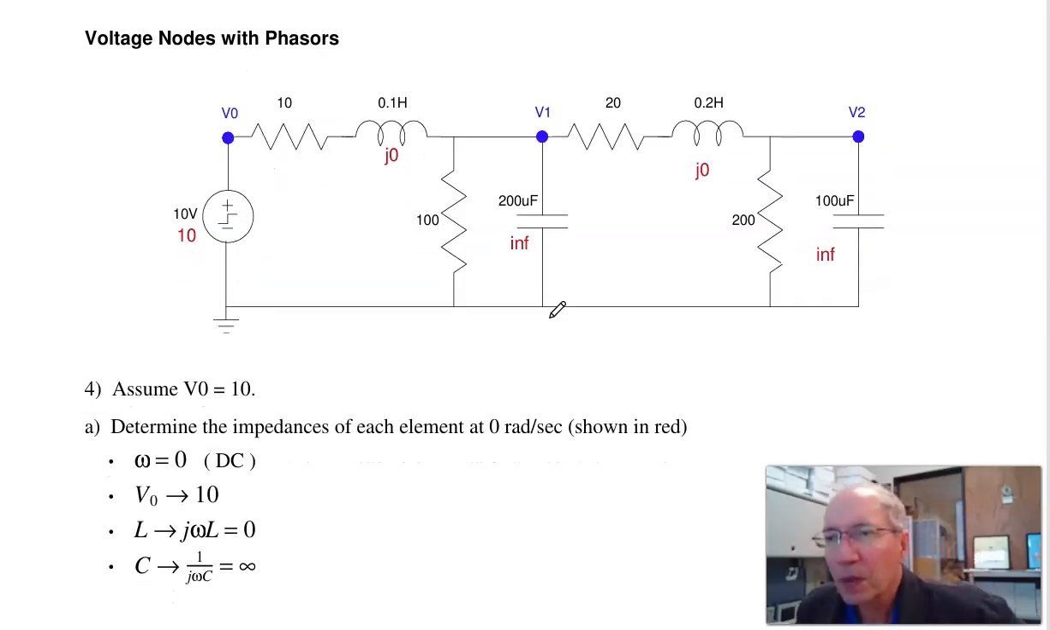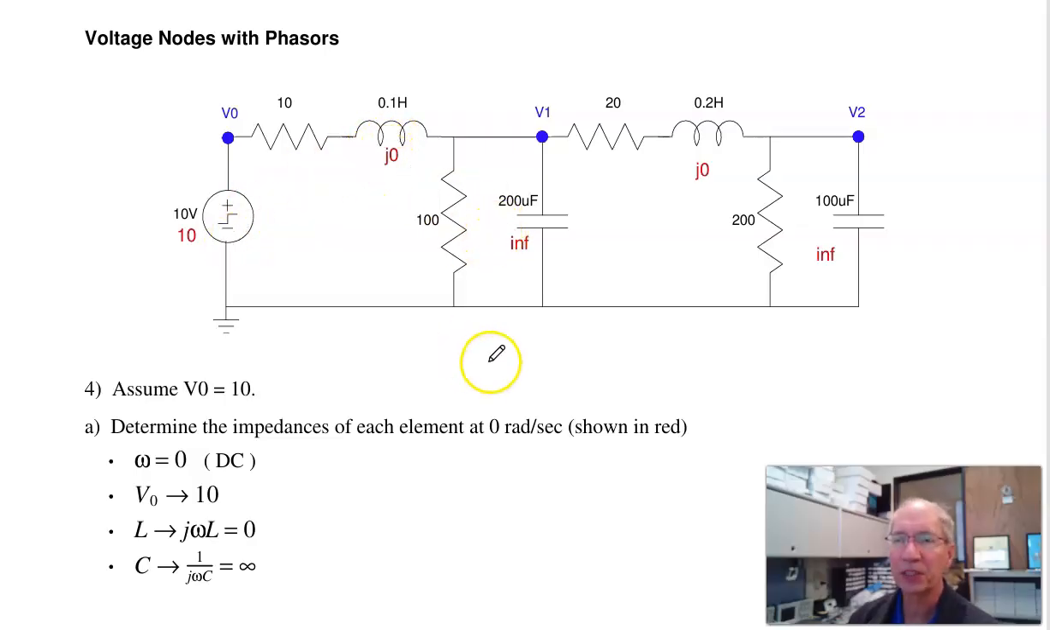Problem 4. Suppose I have this circuit and the input is a constant, 10. Find the voltages. In that case, I know the answer is going to be constant. Constant in gives you constant out. Just have to find the constant. To do that, I'll do voltage nodes and phasors. So replace each of the terms, the voltage source, inductors, capacitors, with their phasor impedance.